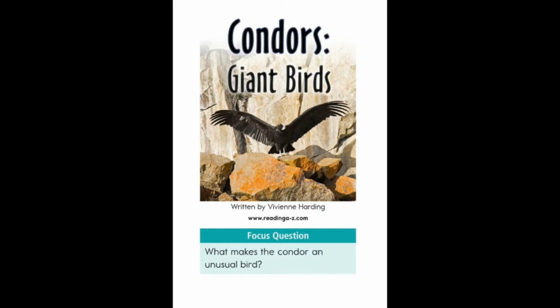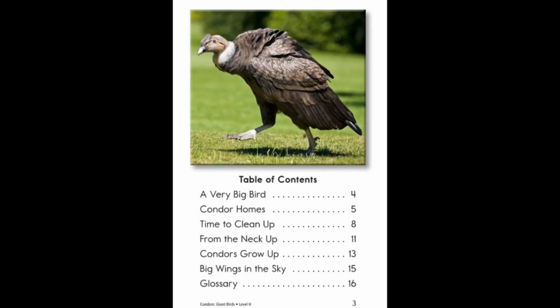This book is written by Vivian Harding. And the focus question is, what makes the condor an unusual bird? Well, let's find out. Sometimes when you're reading a book, especially a nonfiction book, it'll have a table of contents. And just like with the last lesson that I taught you, on PebbleGo, they had different sections of the encyclopedia where it would say, this section's all on this topic. This is the same exact thing, it's just called a table of contents.